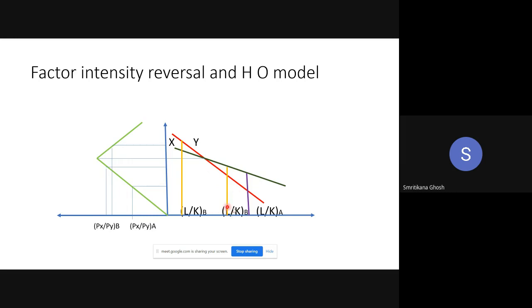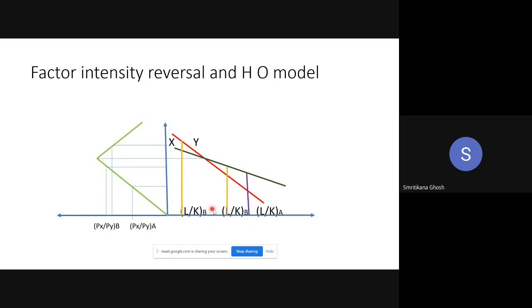If L by KA and L by KB are to the one side of the reversal point, or one side of this intersection point, then X is labor intensive, Y is capital intensive, country A is labor abundant, country B is capital abundant, and country A is going to produce more of X and will export, and country B will produce more of Y and it will export. Okay, so everything is there. So the HO model is true in this case.